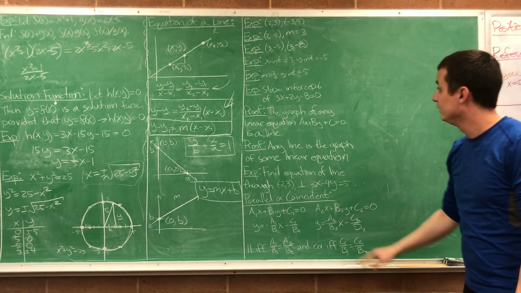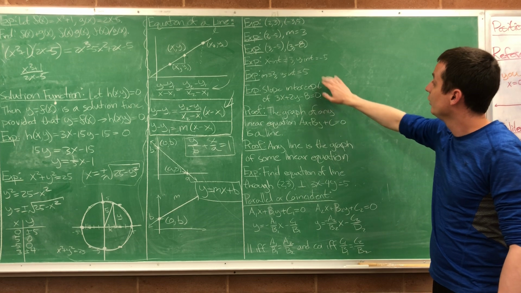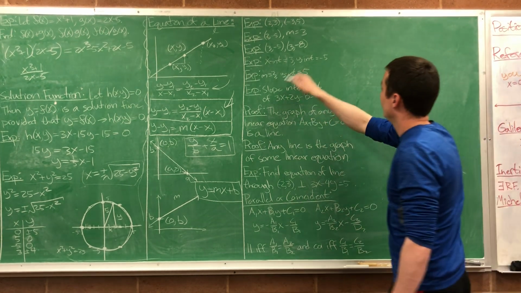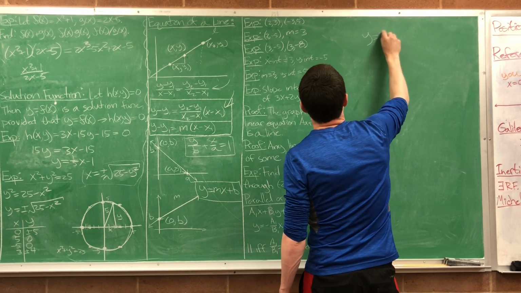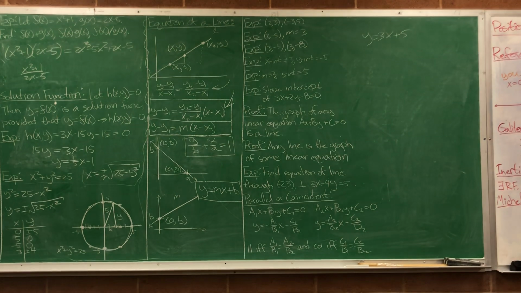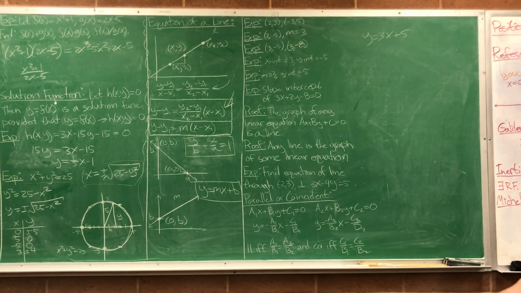We're supposed to find, in this case, slope of 3, y-intercept of 5. Well, we already know what that is. That's y equals 3x plus 5. And no point drawing that one out. I think you guys already get those.